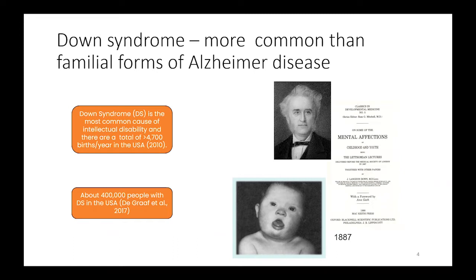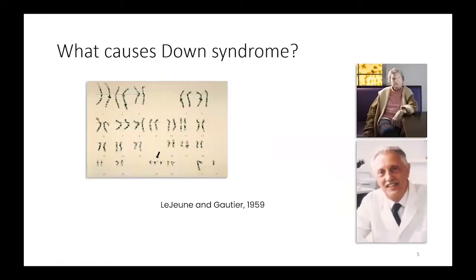So this is just, I thought it's fun. I like to know a little bit about the history of these different conditions. And so here's an image of what J. Langdon Down looked like in his seminal paper in 1887, describing the phenotype of a person with Down syndrome. So what causes Down syndrome?